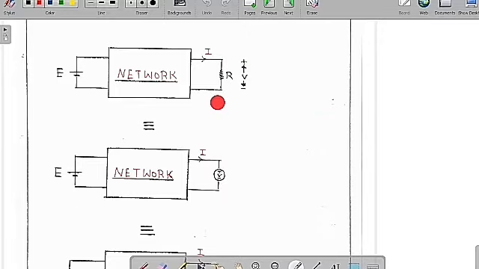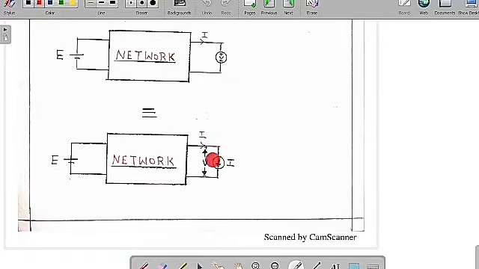Means we are replacing one branch by a new branch, but still there is no change in the current and the voltage in the remaining part of the network. So you can see clearly, I have replaced this by a current source in this downward direction because still the current is I and the voltage is V. So therefore we can say clearly, we have replaced the resistor by either an ideal voltage source or an ideal current source. The voltage is the voltage across the resistor and the current is the current through the resistor. Still there is no change in the voltage and the current across the remaining part of the network. This we are going to call the substitution theorem.